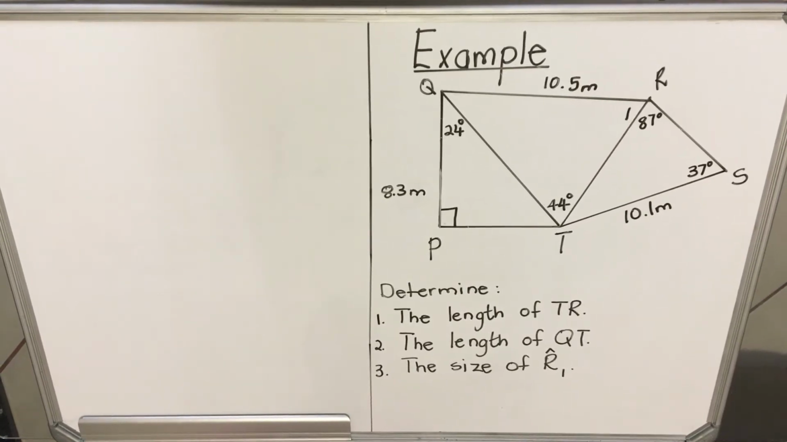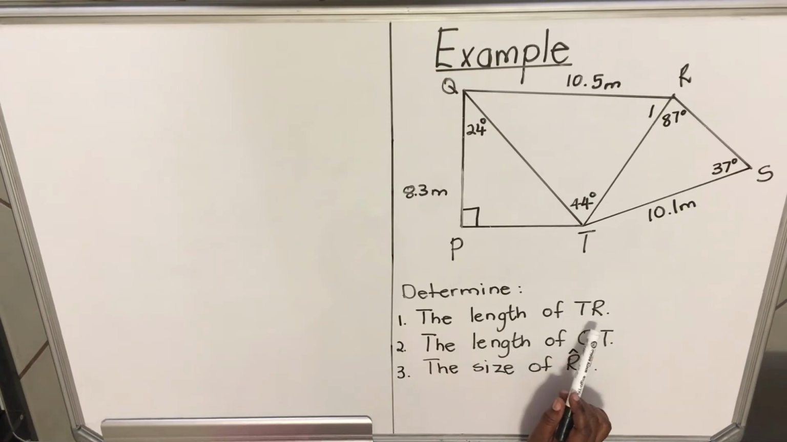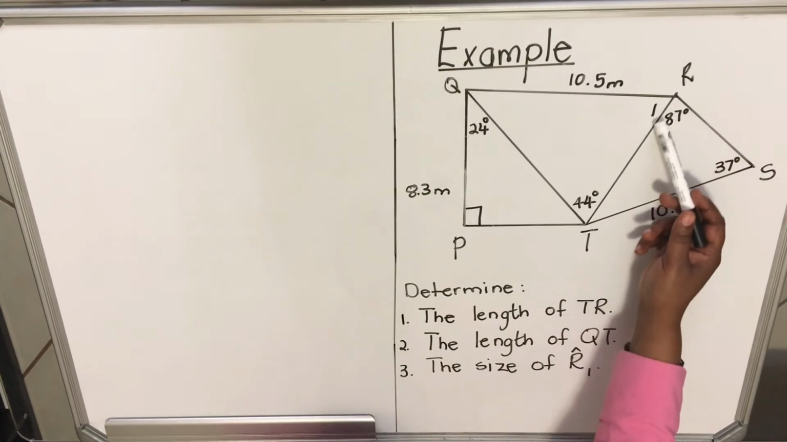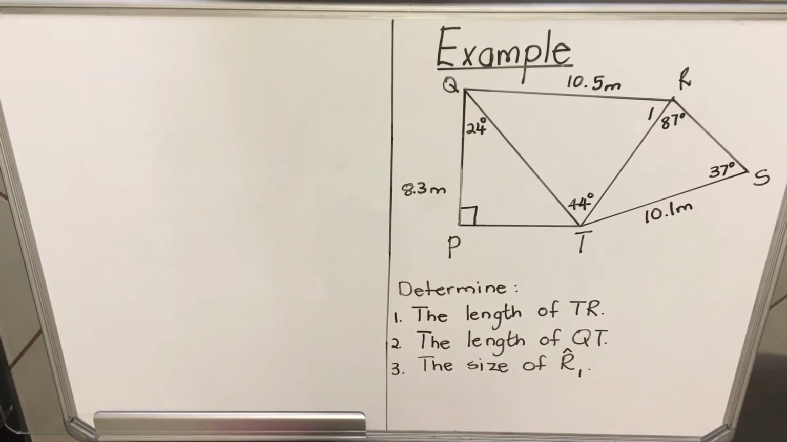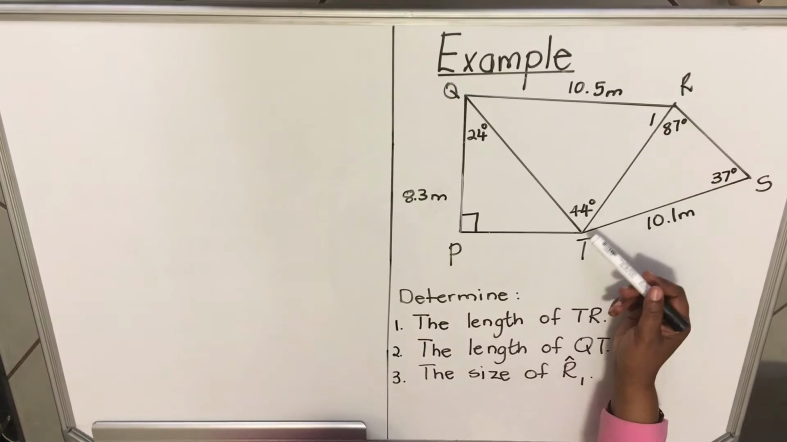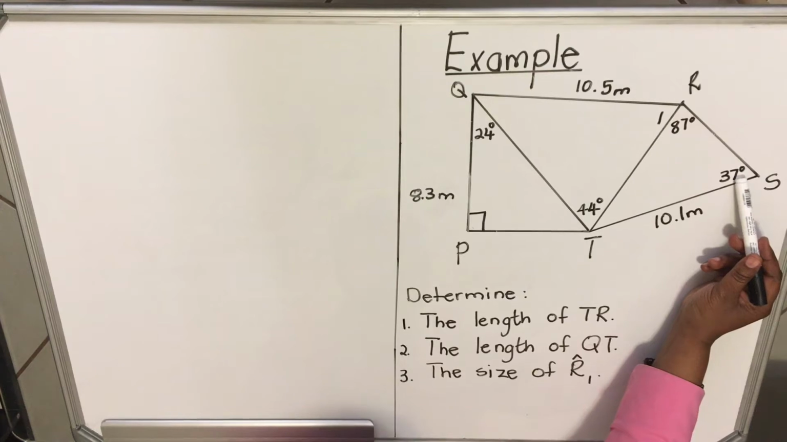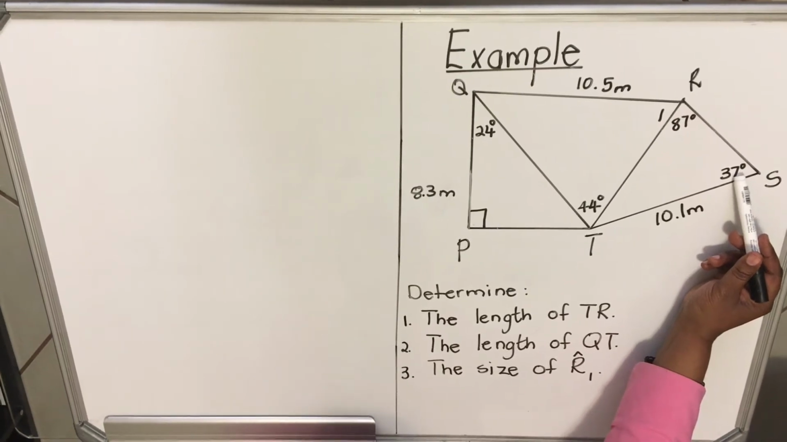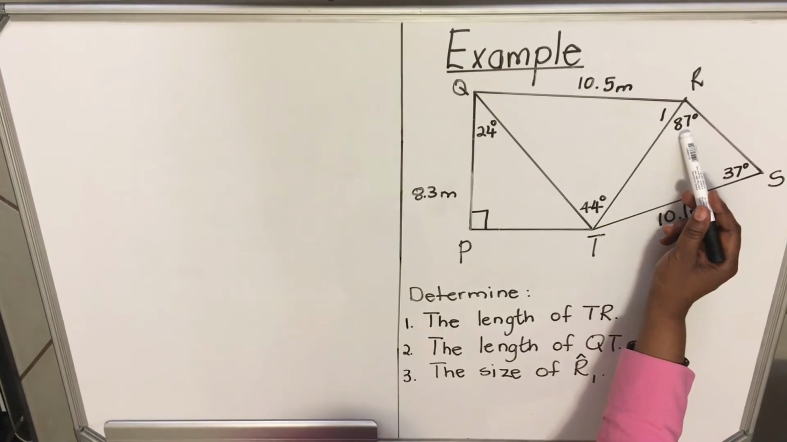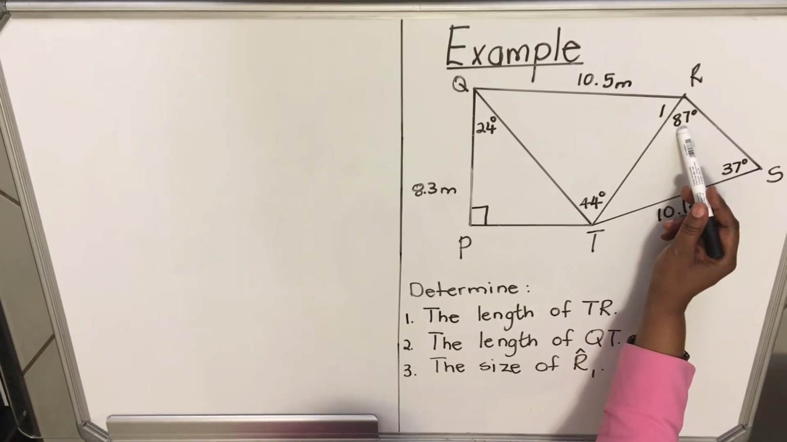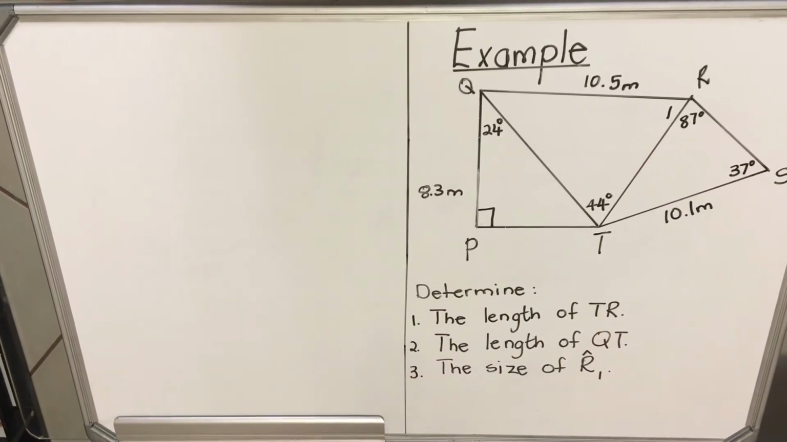Okay, let's look at the first question. The first question says, determine the length of TR. When you look at our diagram, TR is that line. And then for sine rule, because we are looking for a line, we need to have the angle that is opposite that line. We have that, it's 37. We also need to have another angle and a line that is opposite to that angle. So we have everything that we need, so we can use sine rule.